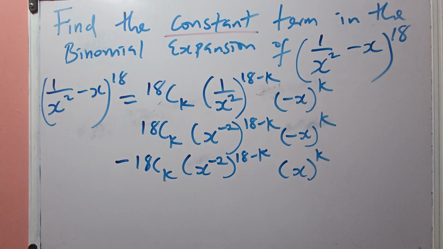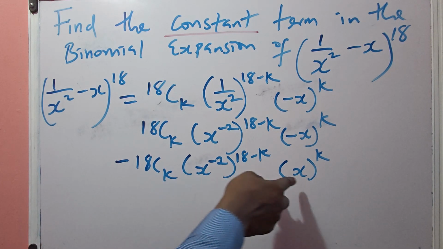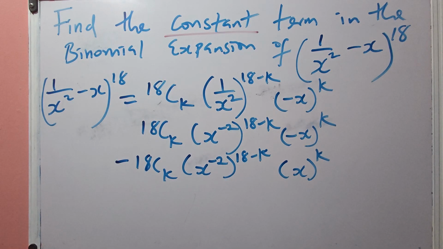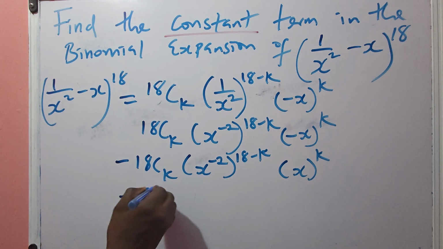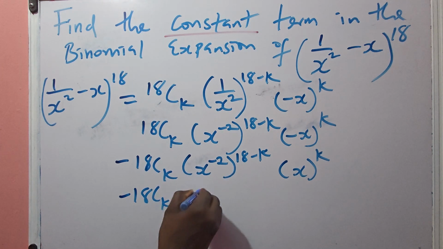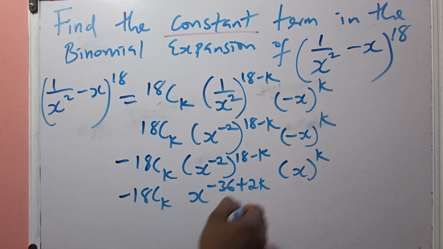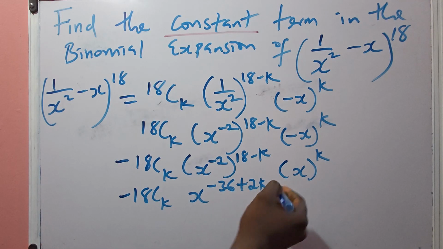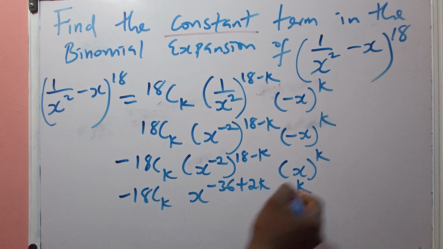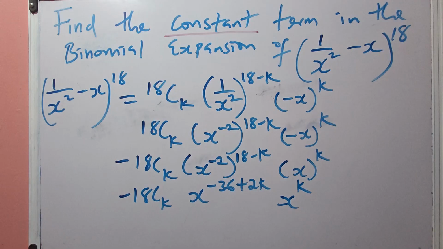All right. Now I'm looking at an easier process, because I can see I have x here, I have x here. So you know what I'm going to do next? I'm going to use my concept of indices. Of course, this is minus 18 combination k. Then I have x raised to power minus 36 plus 2k. Of course, that's opening the bracket. Then I have x raised to power k. This is the question I'm going to ask myself next.